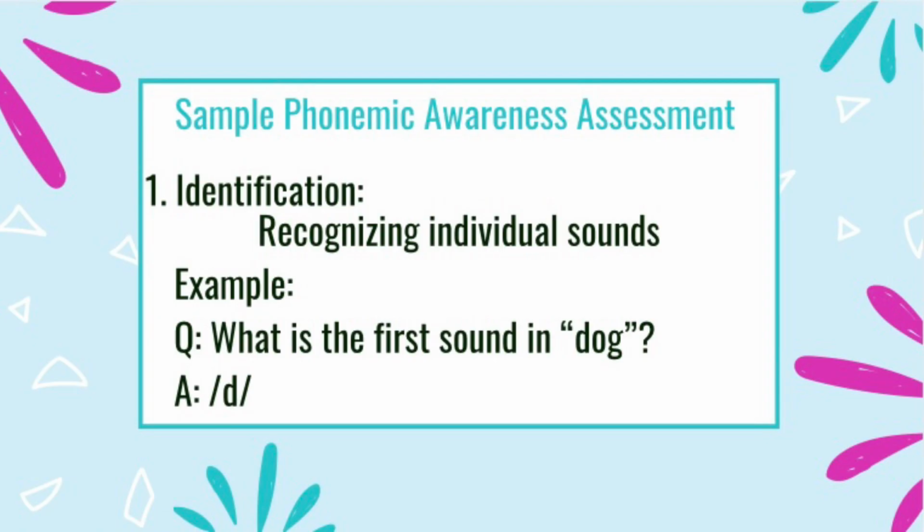So the student might answer it's 3. Then the teacher will ask the student to say all the sounds in the word dog. Then that's the time the student will answer D, O, G. By doing this assessment, it helps check if a child can hear and name the sounds in a word.